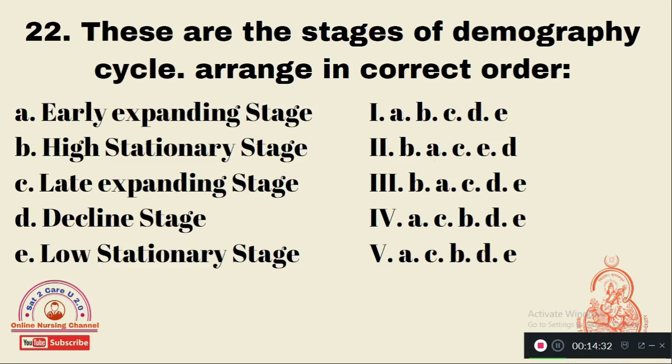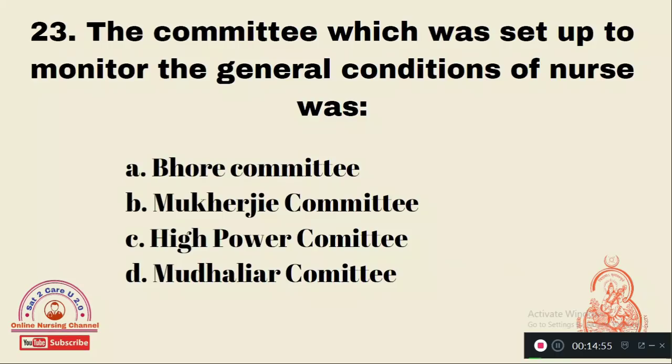Now let's see the answer. The right answer is option 2, B, A, C, E, D. The stages of the demographic cycle include high stationary stage, early expanding stage, late expanding stage, low stationary stage, and then there will be decline stage.